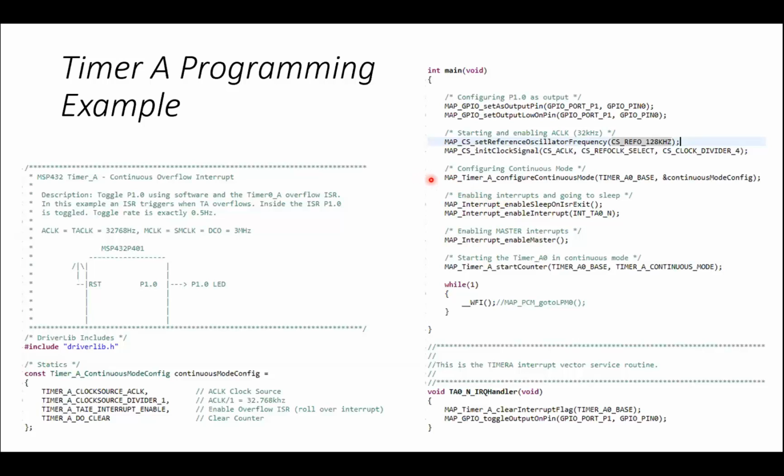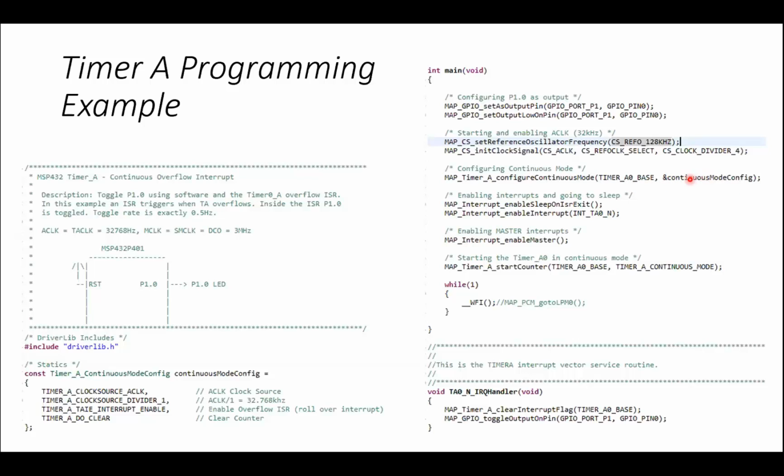Then this is a line of code that will actually send this configuration to the hardware of the timer. So map timer A, configure continuous mode. Then here you put the name of the timer that you want to use. If you want to use timer 0, you put 0 here. If you want timer 1, you put 1, 2, 3. So you have 4 timers from 0 to 3. All you need to change is that A0 will become A1 or A2 or A3.